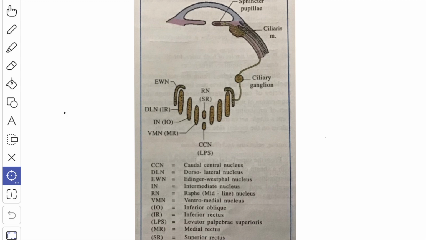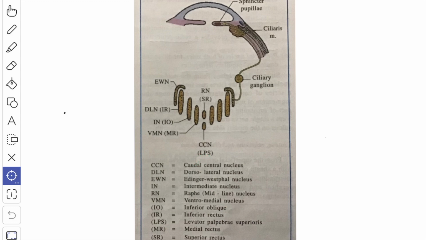Next, we'll see the nucleus segments. This is a schematic picture to show the nuclear complex of the oculomotor nerve. The components are the dorsolateral nucleus, which supplies the inferior rectus muscle. Then you have the intermediate nucleus, which supplies the inferior oblique muscle. Then the ventromedial nucleus, which supplies the medial rectus. Then the caudal central nucleus, which supplies the levator palpebrae superioris muscle.